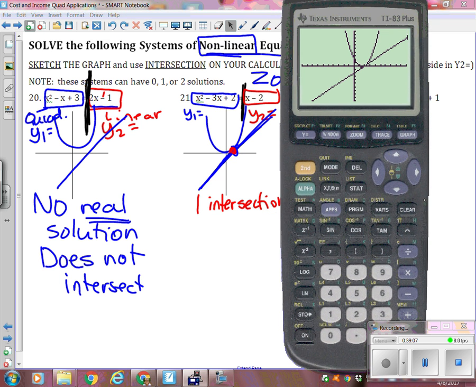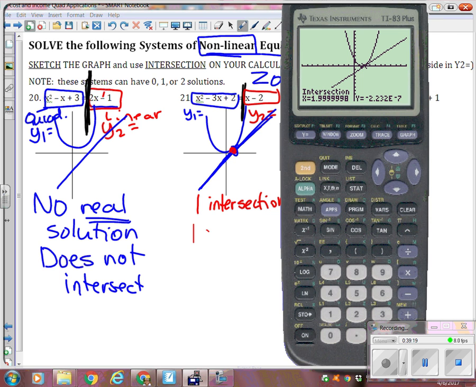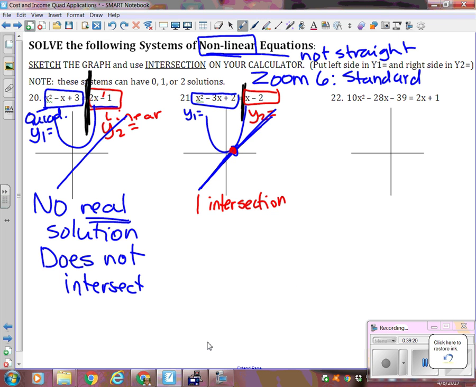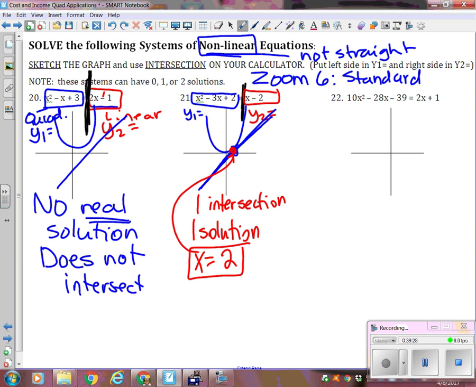This is the one that takes a long time. Notice it's working. Oh, 1.99999999. We're going to call that what? 2. Okay, so one intersection means what? One answer, one solution, and x is going to equal 2. So that's where they intersected, was at 2.